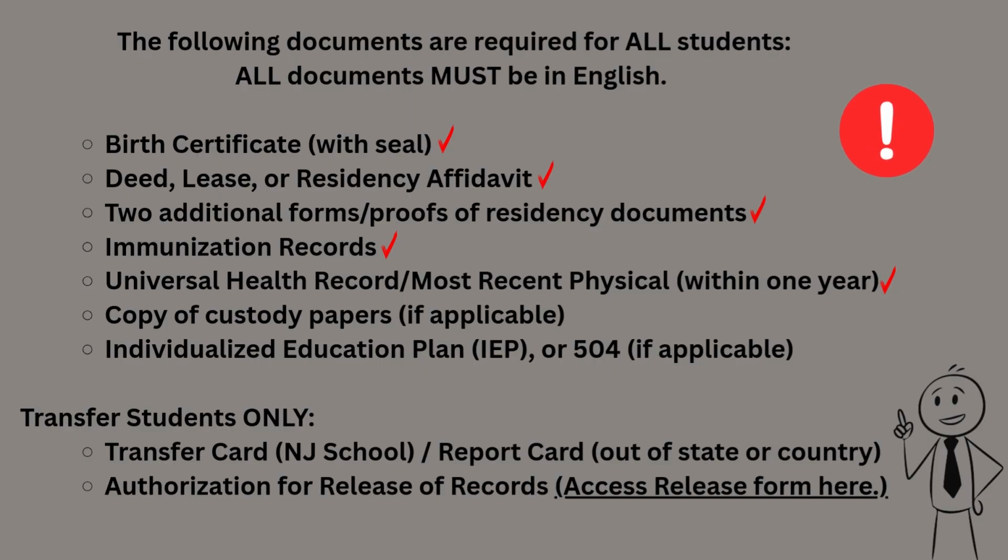Immunization records, the Universal Health Record form, a copy of custody papers if applicable, and if this applies, we would also need an individualized education plan, an IEP, or 504 plan if necessary.